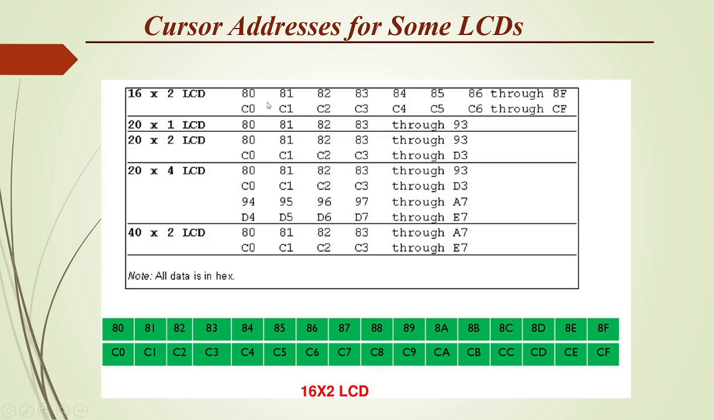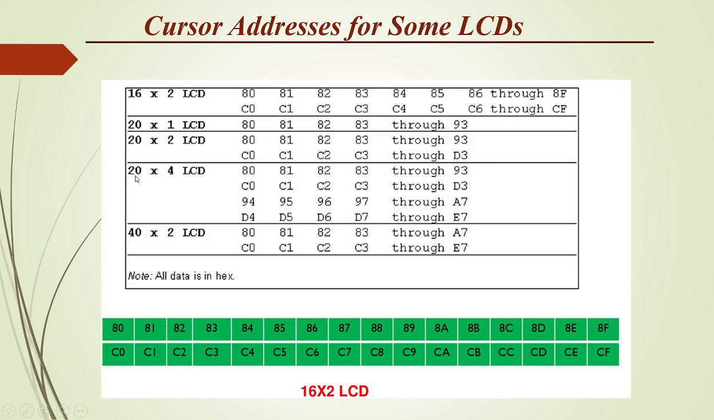So these are the first 16 characters of the first line, and these are the 16 characters of the second line. Another display is a 20:1 LCD, that means 1 line containing 20 characters, with addresses from 80H to 93H. Again, 20:2 means 2 lines and each line will contain 20 characters, whose addresses are 80H to 93H for the first line and C0H to D3H for the second line.